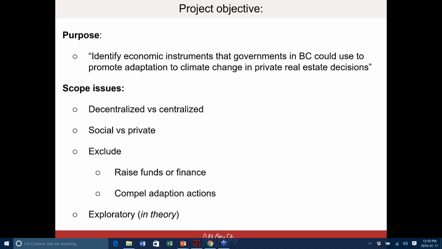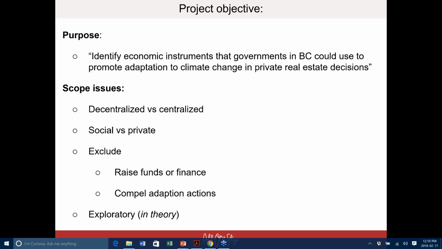The remit that we got was also to look at this in terms of social benefit. So it's not about private individuals making decisions in their own best interest, but private individuals making decisions in the interests of wider society within a climate change context.